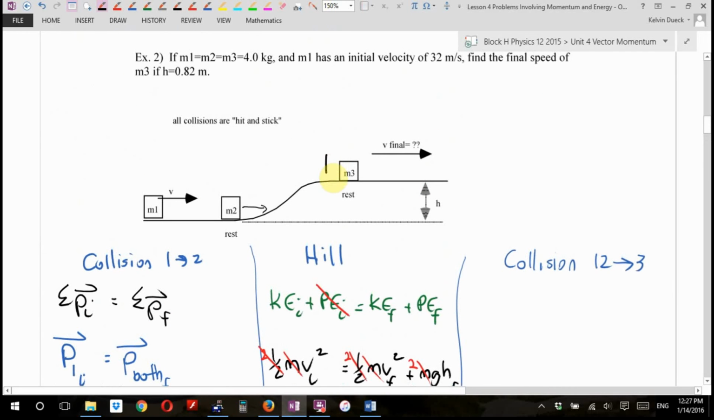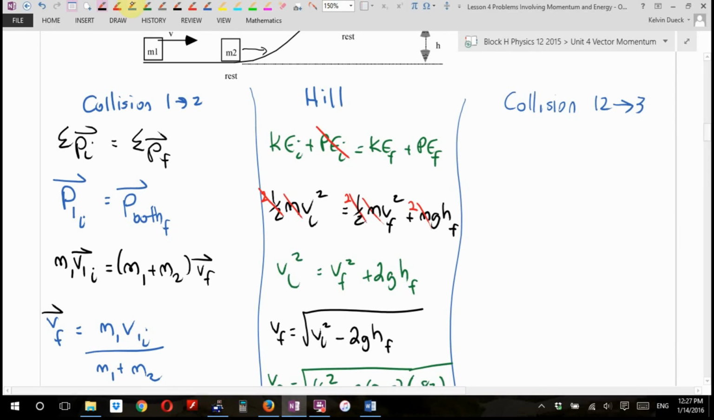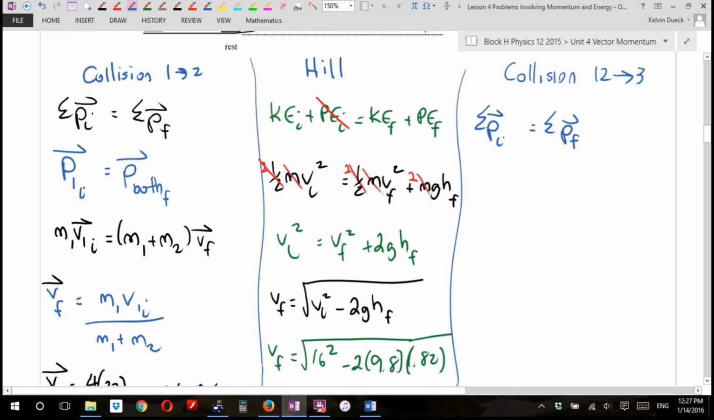That takes us right to here. We keep going, and then what? Oh, we collide. What's that a job for? Conservation of momentum. The sum of all the momentum before equals the sum of all the momentum after. Before the collision, what's moving? Okay, I can write that as mass 1, 2 initial, momentum of 1, 2 initial. Bam! They collide. Then what?